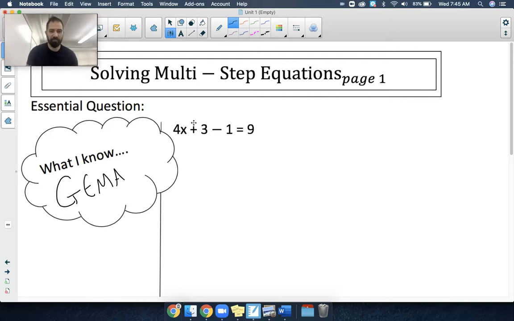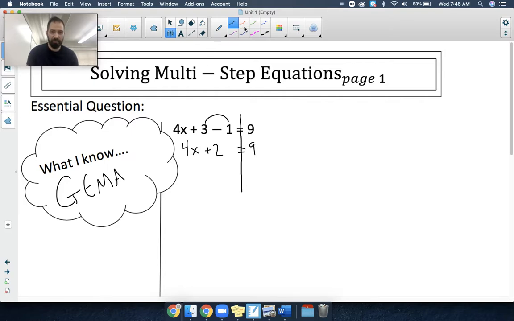So we have 4x plus 3 minus 1 equals 9. And to combine our like terms, there's no other x's, but we have a 3 minus 1. So what you want to do is combine those two. So we're just going to do the same thing we do in the past. But first, we're going to drop our 4x down. We're going to do 3 minus 1, which is a positive 2. That's going to still equal 9.